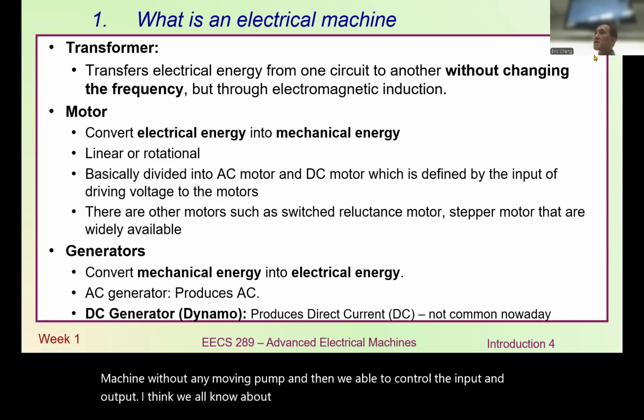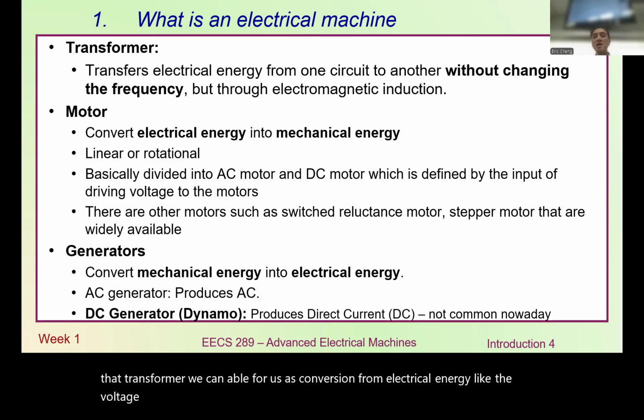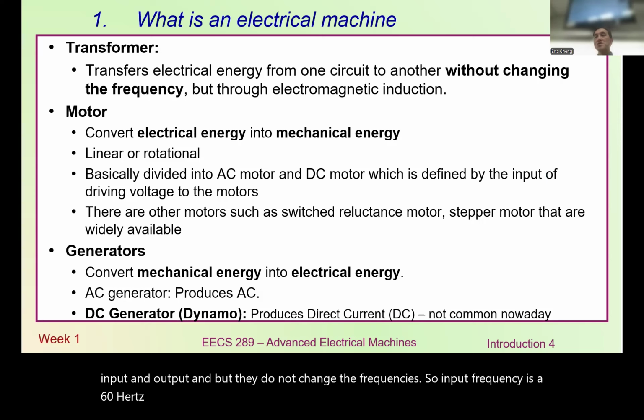If we look in more detail, we find that with a transformer we can do a conversion of electrical energy, like voltage to voltage, current to current, and they have the same kind of power between input and output, but they do not change the frequencies. So if the input frequency is, say, 60 Hertz, the output will be 60 Hertz. So that's the basic operation for a transformer, the so-called static transformer.